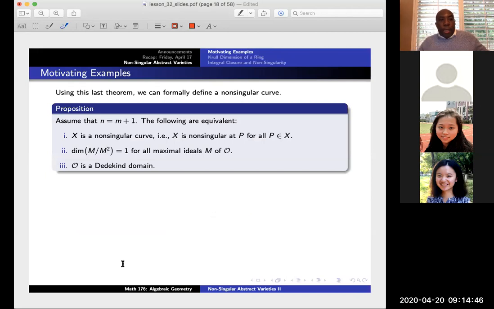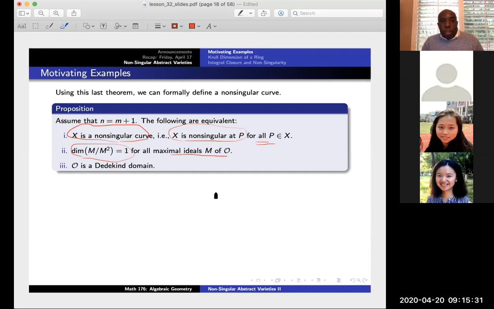So let's see if we can step back a little bit and figure out what's really happening here. We have these 5 equivalent statements. Now I want to try to piece everything back together in terms of what we're doing. We talked about being non-singular at a point, but what if we know that this is true for all points? Well, that's what it means to be a non-singular curve, right? That it's non-singular at a point for every point. So that should be equivalent to saying that the dimension of M mod M squared is 1 for all maximal ideals, because remember that every maximal ideal corresponds to a point on the curve.